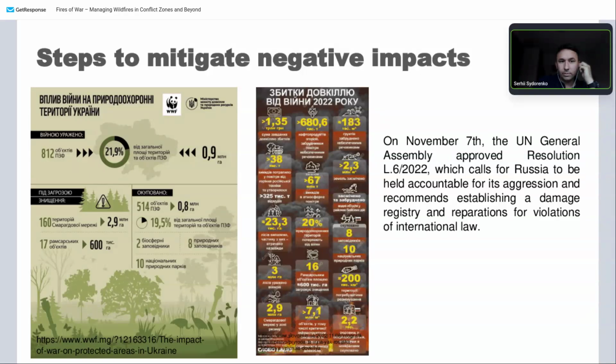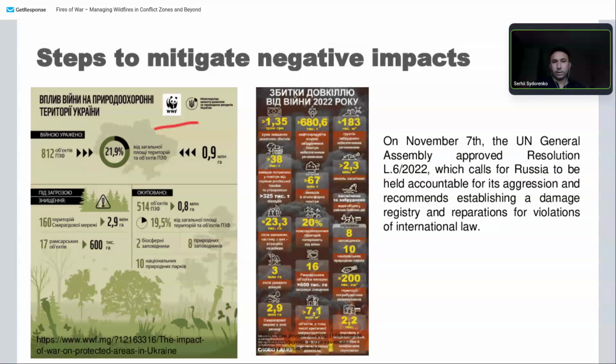And we smoothly move to steps to mitigate negative impacts. Here I also put some steps that were actually taken by the Ukrainian government. The Ukrainian government, like the Ministry of Environment, the Forest Agency of Ukraine, research institutions, and also NGOs like WWF, are really actively involved in the assessment of the ecological impact of the war. And a lot of work has actually been done.